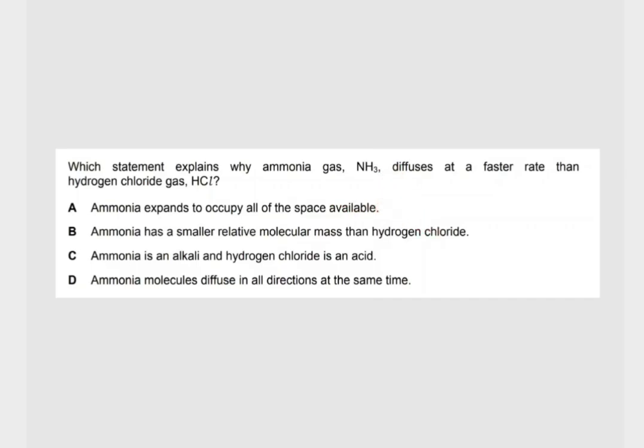So ammonia expands to occupy all of the space available. No, all gases do that. Ammonia has a smaller relative molecular mass than hydrogen chloride, which is actually correct, because ammonia is 17 and HCl is 36.5. Ammonia is an alkali and hydrogen chloride is an acid. It doesn't matter. Ammonia molecules diffuse in all directions at the same time. That's not a comparison.